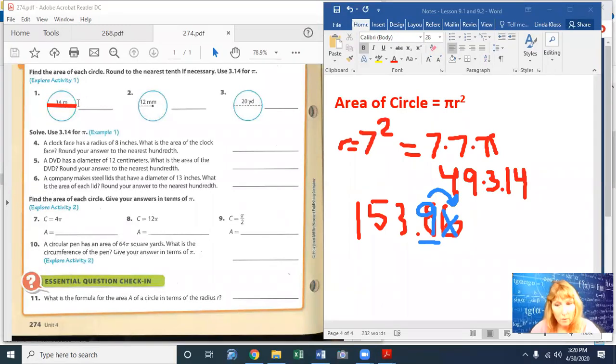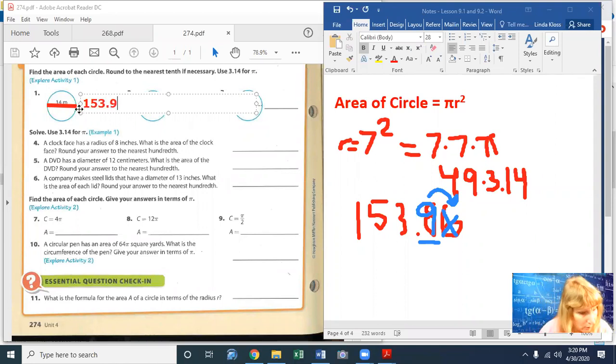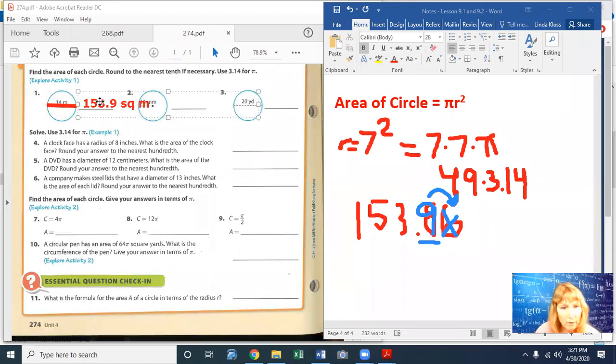So the answer to the first one then is 153.9, and what is the measurement? Meters? And remember, it's going to be square meters, or meters with a little 2, which I can't do on this program. So 153.9 square meters. Don't forget, area is always talked about in squares. Okay, let's try another one. Move that a little bit so we can see it.